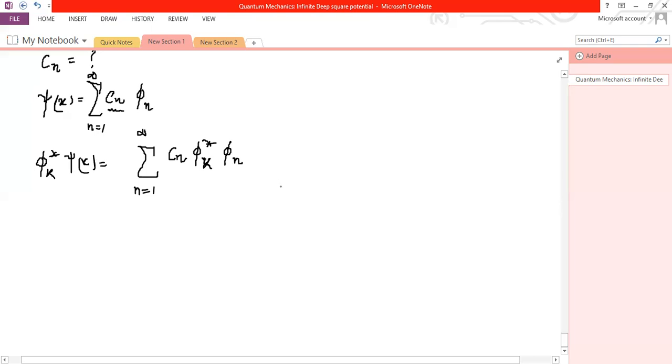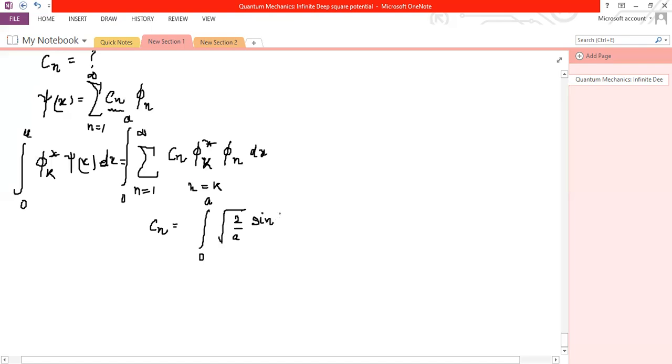So from here itself, it is quite evident. If I integrate this from 0 to a, I know this will give me a non-vanishing answer only if n is equal to k. So Cn is simply the integration from 0 to a. And what is phi k star or phi n star? If n is equal to k, I can also interchangeably use n instead of k. So it is equal to root over 2 upon a sine of n pi x upon a.